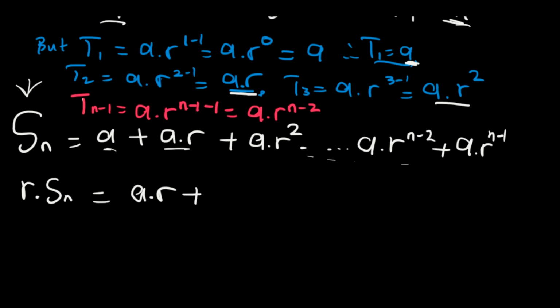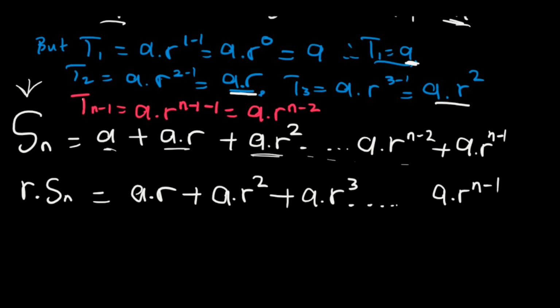So we're going to have A multiplied by R squared plus, if you multiply this one here, we're going to have A multiplied by R to the power of 3. It's just going to continue, right? And up to the last one where we have A multiplied by R to the power of n minus 1, right?